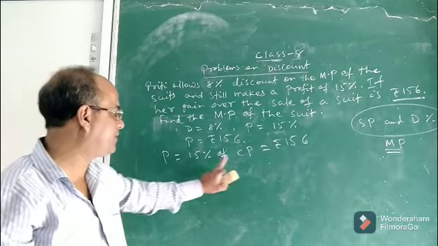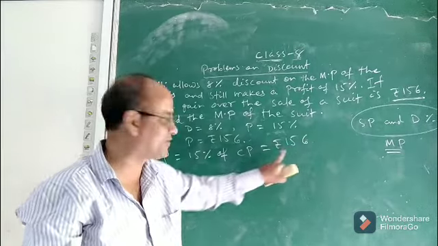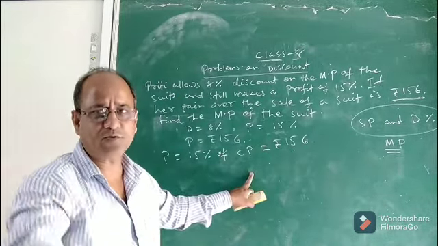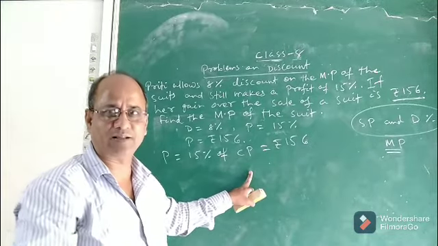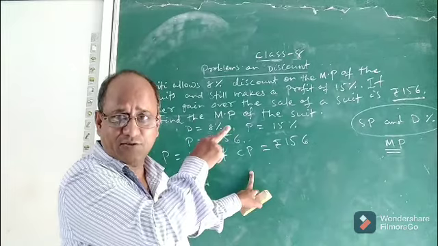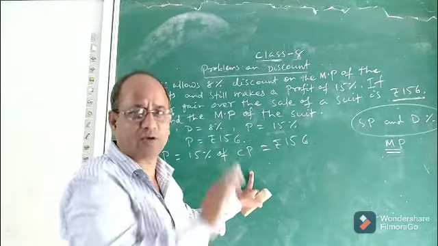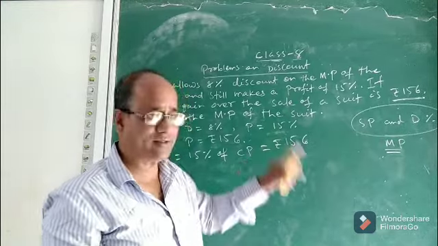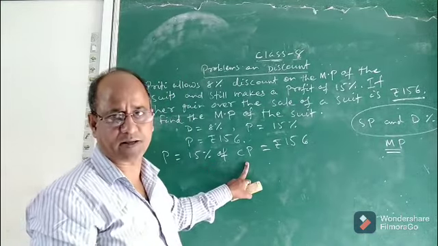See, 15% of CP is 156. Then you can easily compute the cost price, because if you do not find the cost price, we cannot find the selling price. So our aim is to find the selling price, because if we find the selling price, then only we can find the mark price. Now to find the selling price, we first need to find the cost price.